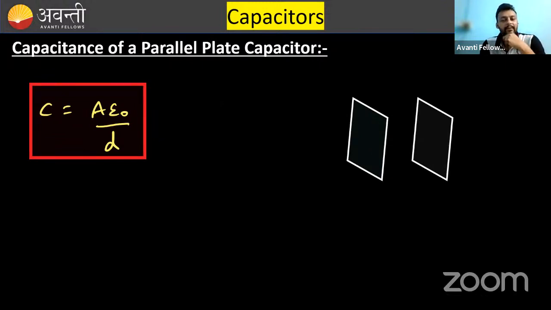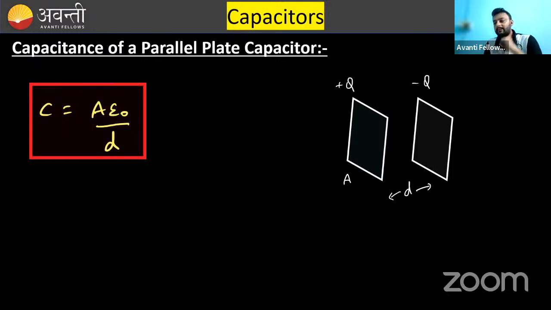Now there comes a parallel plate capacitor. What is a parallel plate capacitor? The two plates you can see here are placed parallel to each other. These two plates have some charge. Let's suppose it is charged positively, plus Q and minus Q. It has some area A, and the separation between the plates is D.